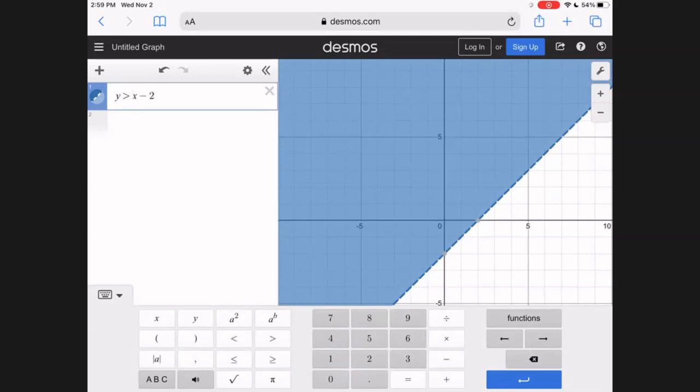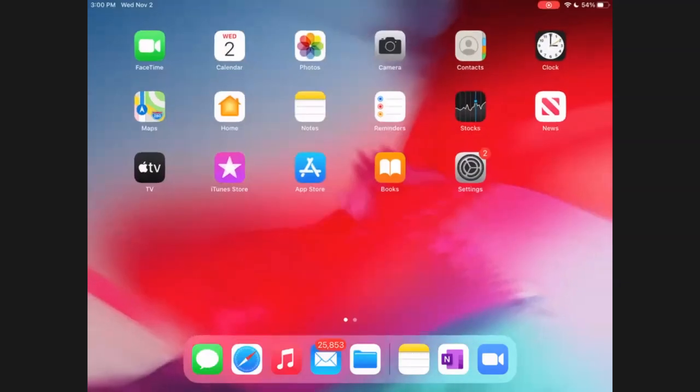So you always need your boundary line, and if it's greater than or less than, it's going to be a dashed boundary line. If it's greater than or equal to or less than or equal to, it's going to be a solid boundary line. You want to remember that.